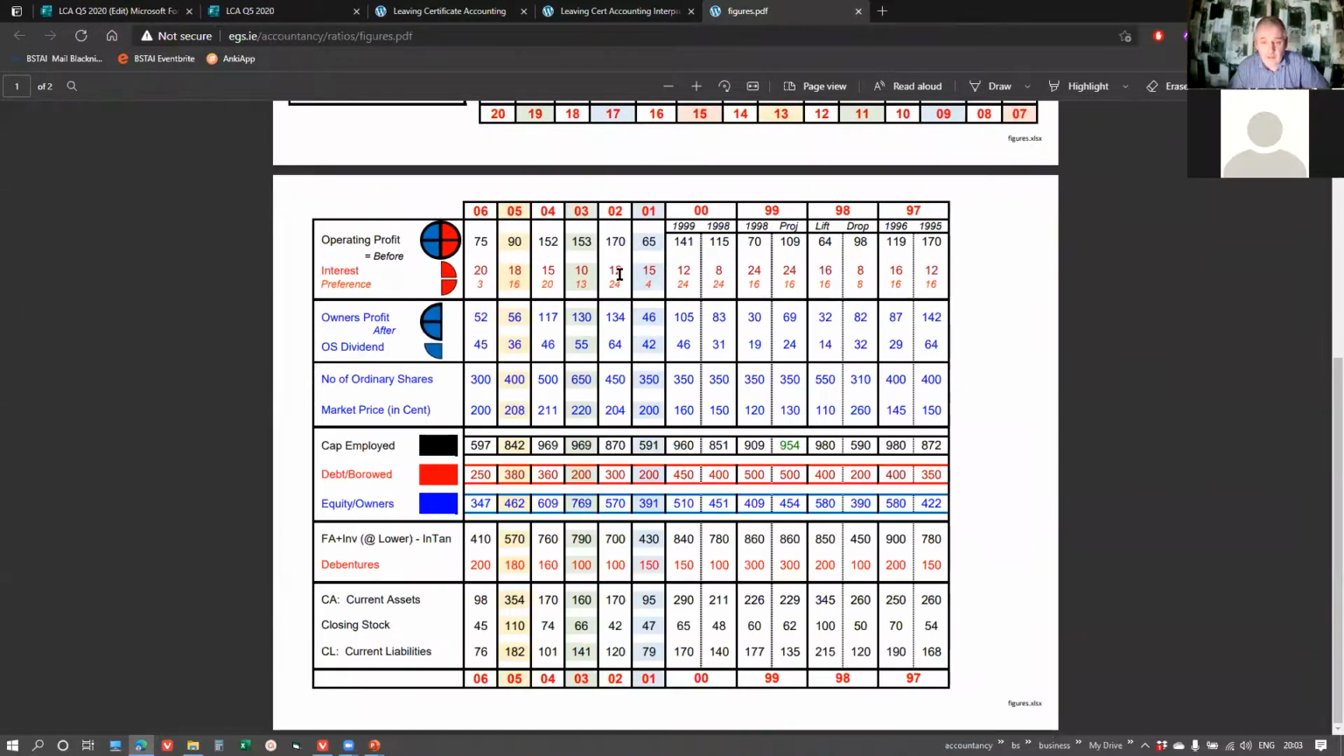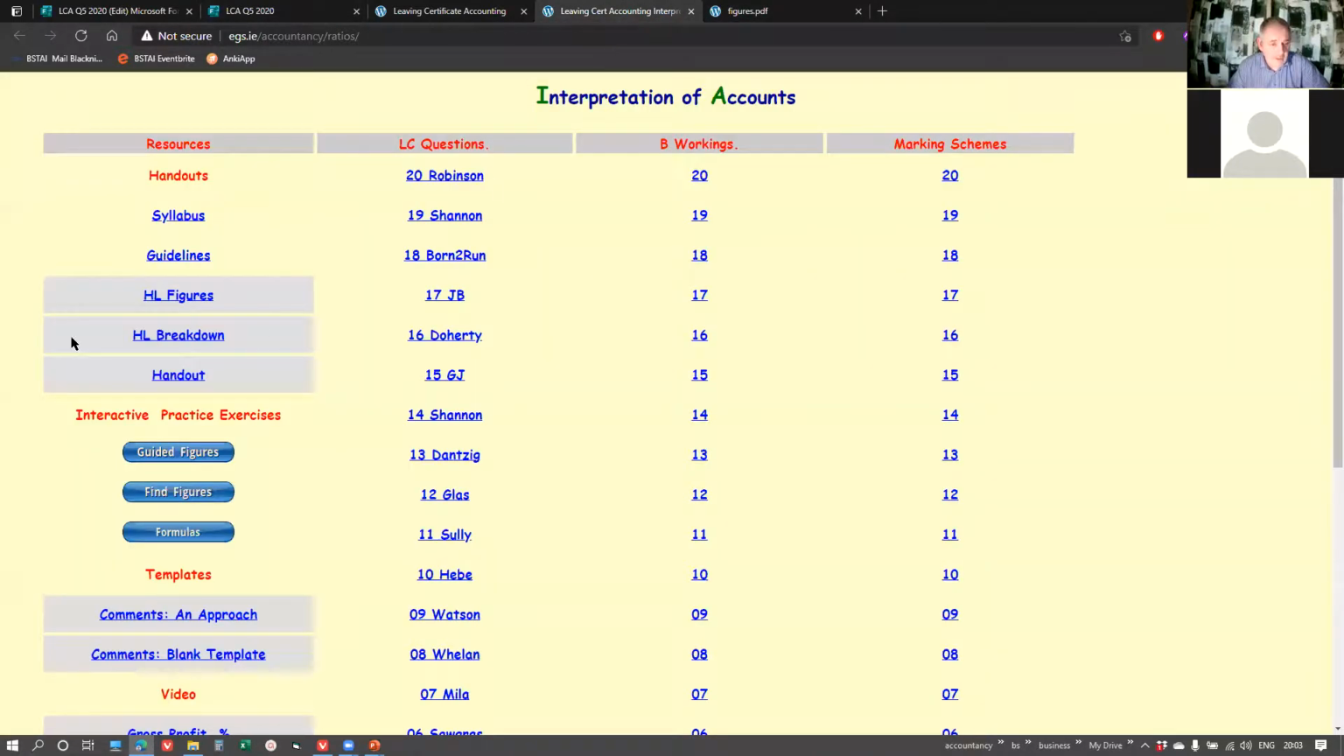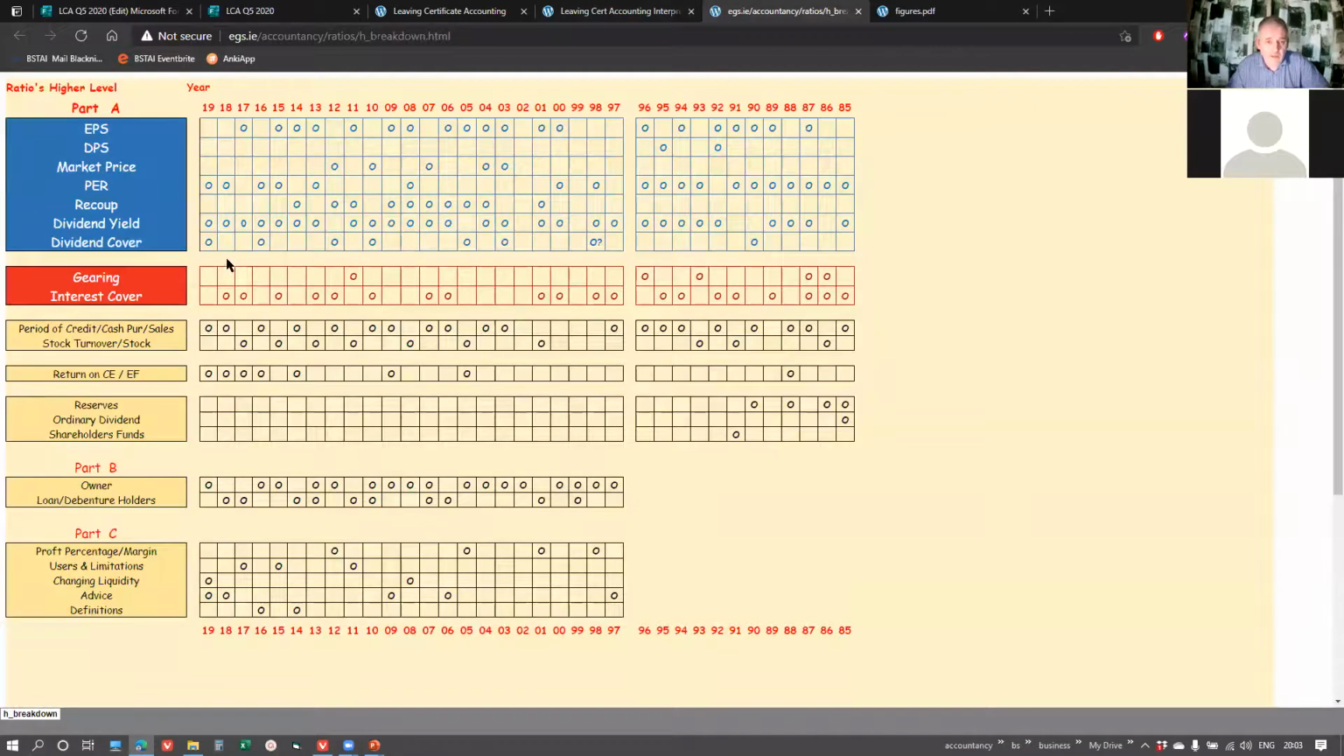So it does go all the way back to 2001 and a couple of years back after that, but they're not much help to anybody. Higher level breakdown is handy for pointing out which are the formulas in part A that they seem to like. So obviously dividend yield is a huge big deal. All right, doesn't do much except to kind of go, look, you know, you really, really do need to know that.